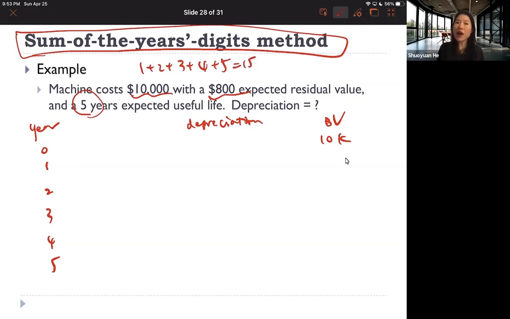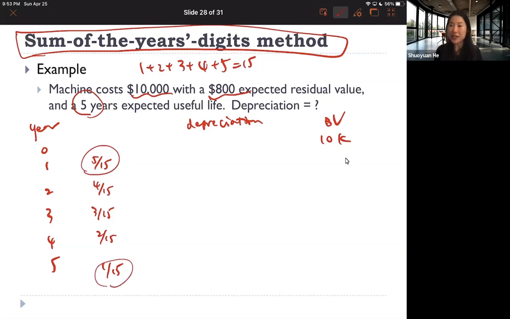Under the sum of the years digits method, for the first year, we depreciate 5 over 15. The second year, 4 over 15. The third year, 3 over 15. Fourth year, 2 over 15. The last year, 1 over 15. So we're kind of going backward. The first year, we're depreciating the most. The last year, the least.